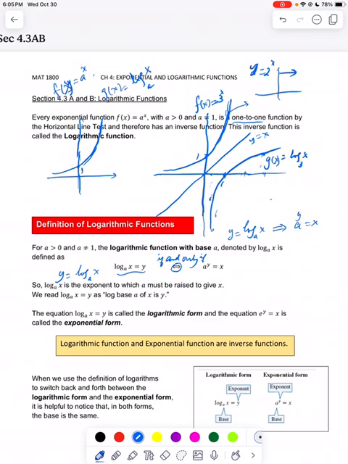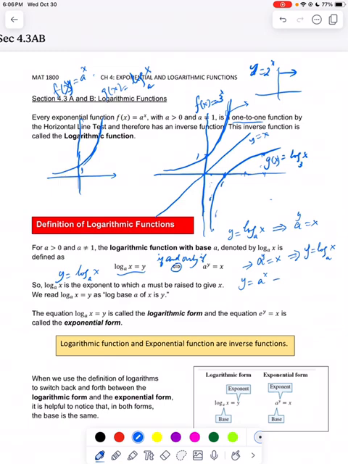And if I have a to the y is equal to x, then it can be written as y equals log of x to the base a. Okay. So now if you have something like this, y is equal to a to the x, so this is different than what we have here.